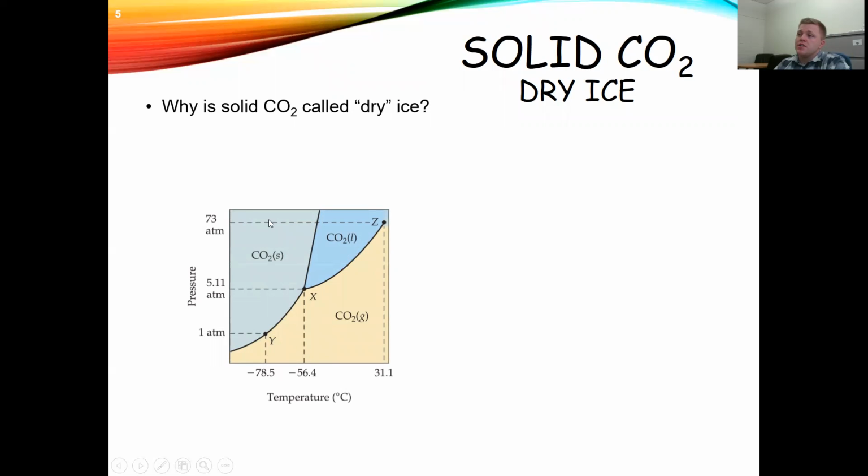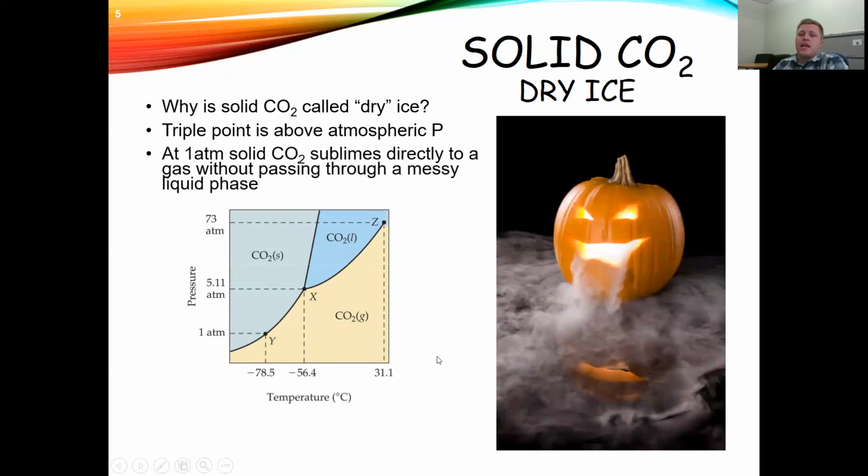So at higher pressures, yes, we can get into a liquid phase, but at atmospheric pressure, CO2 is never a liquid. What that means is that at atmospheric pressure, this dry ice sublimates, turns into a gas without ever becoming wet. So we call it dry ice.